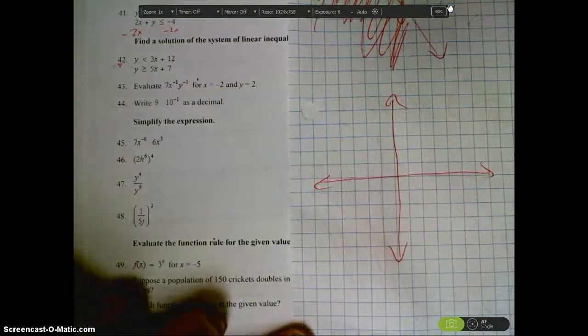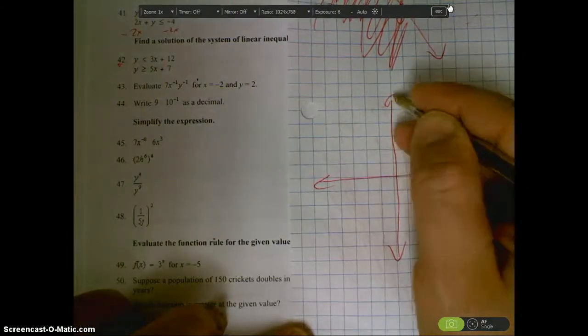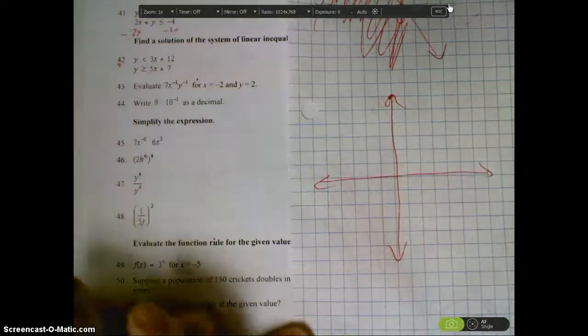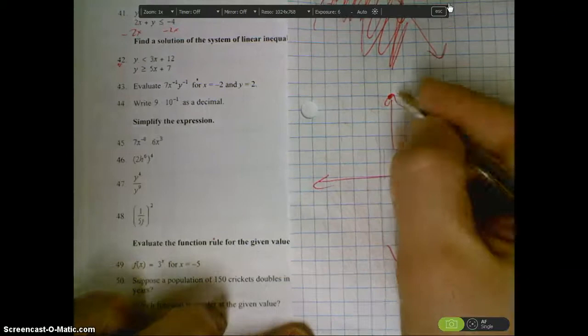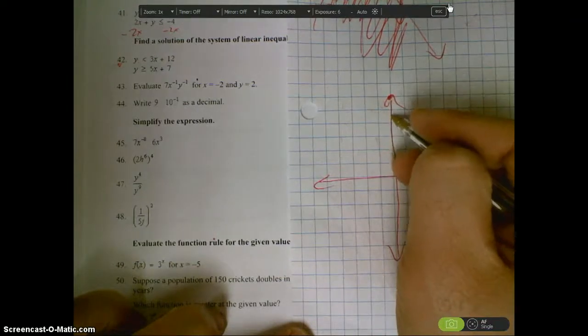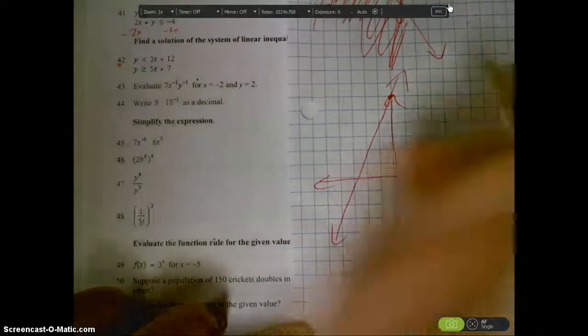So I'm going to graph 3x plus 12. Let's see, I'm going to count by 2: 2, 4, 6, 8, 10, 12. So there's my 12. And that's a slope of 3, so down 3, over 1. So that's my line there.